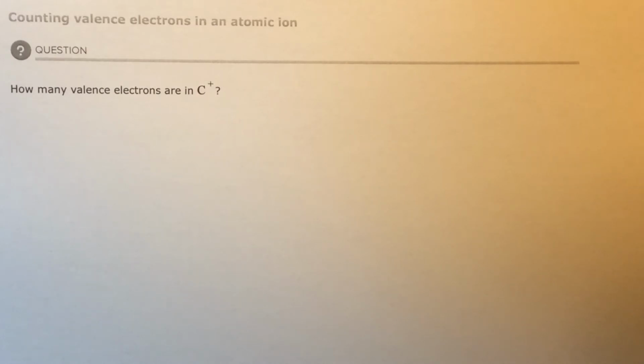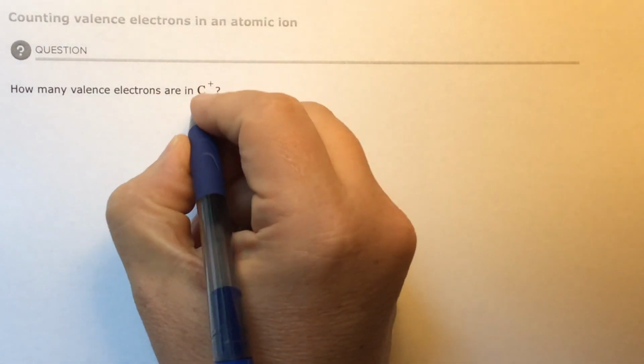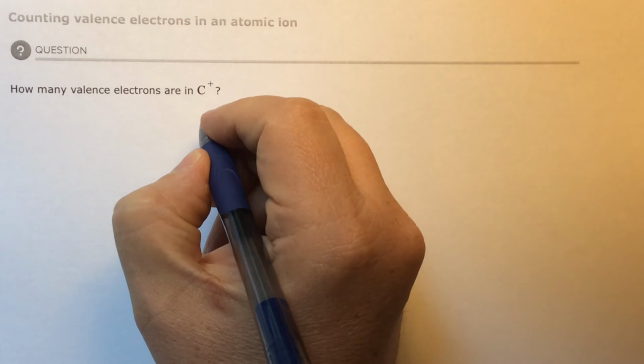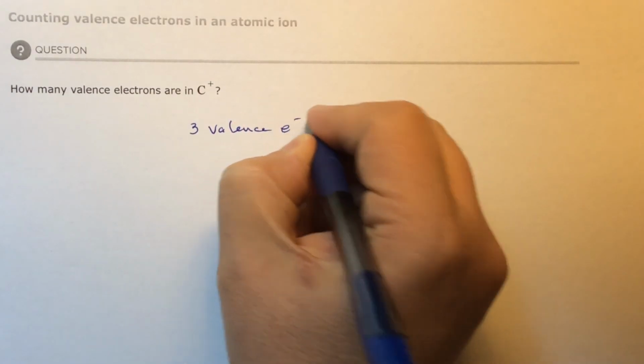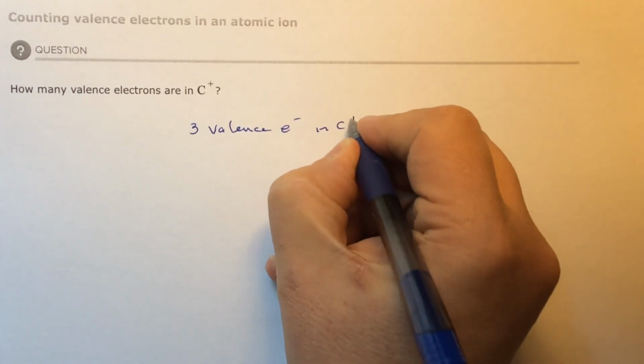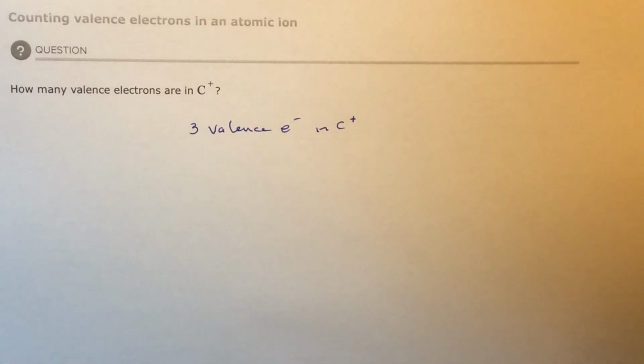Boron and aluminum, gallium column all have 3, but a C+, a carbon cation, carbon 1 cation, is short 1 electron, so you go to the left one, and it would have the same valence electrons as the previous column. So it, in this case, is going to have 3 valence electrons. So 3 valence electrons in carbon plus.